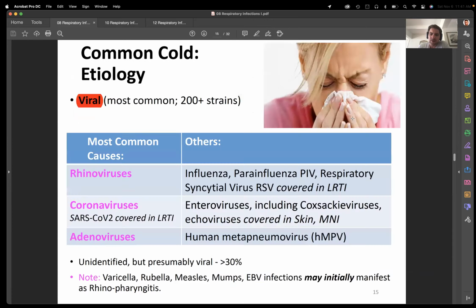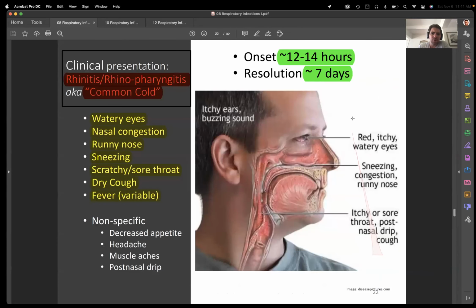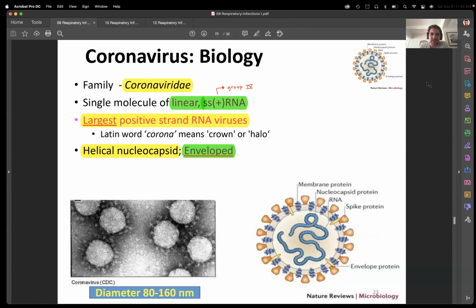24 hours. Okay, so let's see what's going on here. 12 to 14 hours, right? So quick, right? Where the bacteria has to get seeded and it takes days to figure out what's going on. But these got rhinopharyngitis. So whereas rhinovirus is very, very nasally, this is rhinopharyngitis.